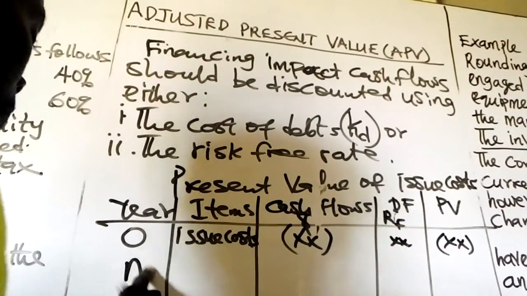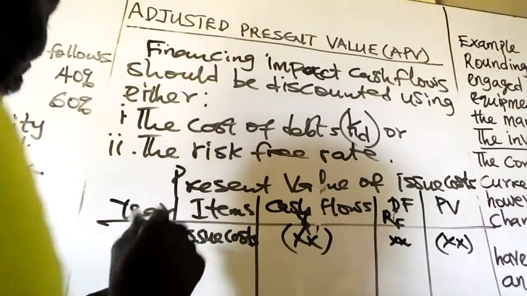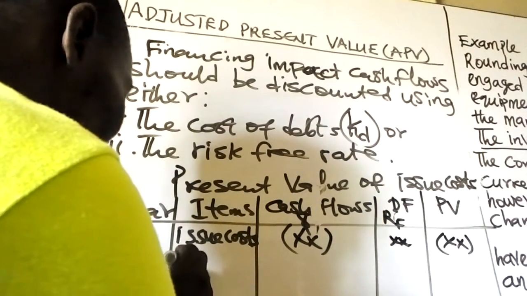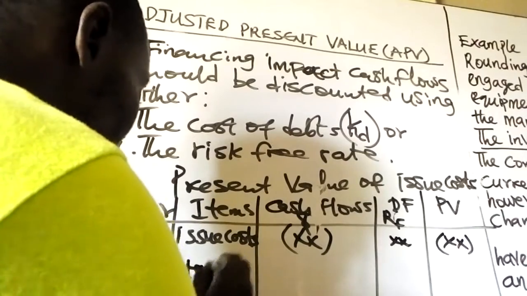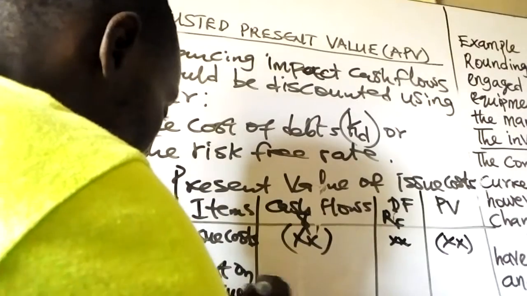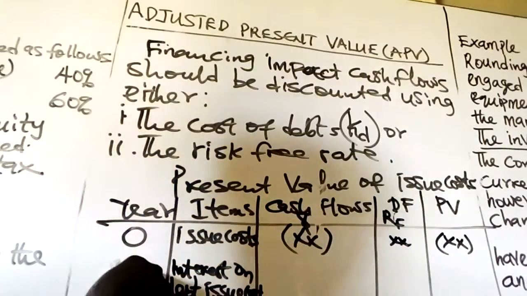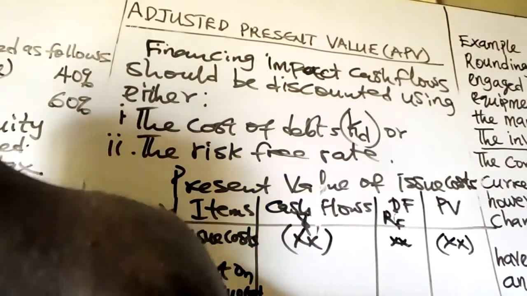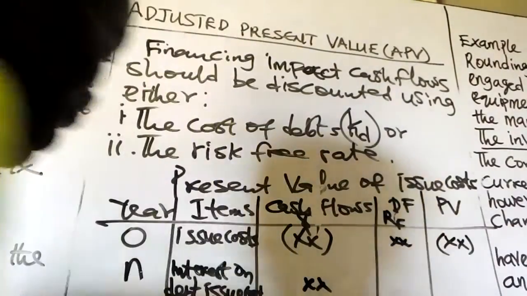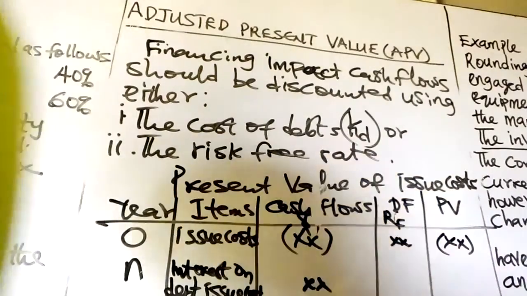But if taxes are payable a year in arrear, if it is 1 year delay, then for the interest on debt issue cost, N will be year one. But if it is payable in the same year, N will be zero. But if it is 1 year delay, N will be year one. So you have this interest on debt issue cost.